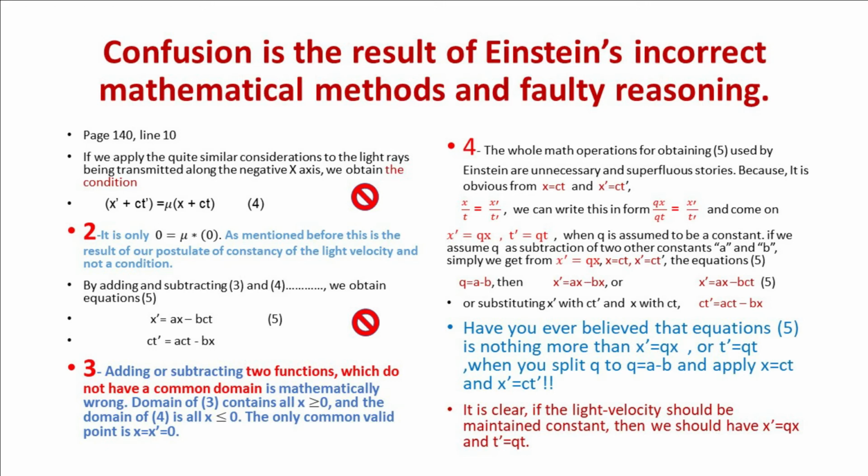4. The whole math operations for obtaining 5 used by Einstein are unnecessary and superfluous stories, because it is obvious from x equals c times t and x prime equals c times t prime that x over t equals x prime over t prime.